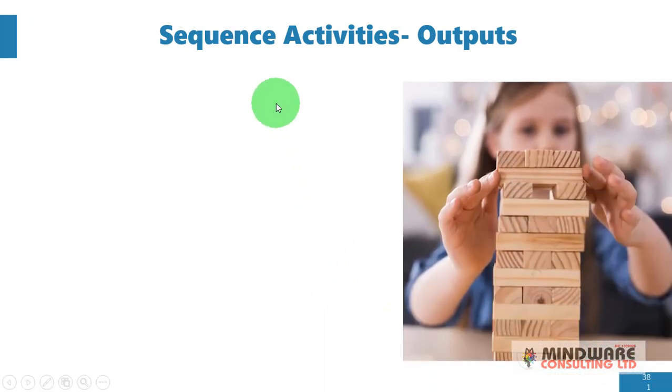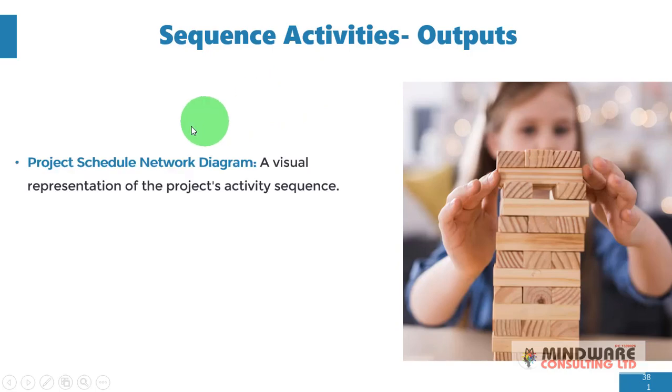So what are the outputs from the sequence activities process? The major output from this process is the project schedule network diagram. This is a visual representation of the project's activity sequence. This diagram helps us to display all the activities in the project and to know which one comes before or after the other.